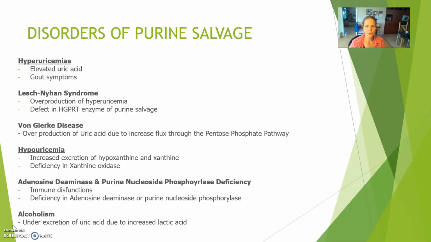So there are many disorders of purine salvage. Hyperuricemias, which would be elevated uric acid, would give gout symptoms. Those could include Lesch-Nyhan syndrome or von Gierke's disease. Hypouricemias would be adenosine deaminase or purine nucleoside phosphorylase deficiency, or alcoholism.